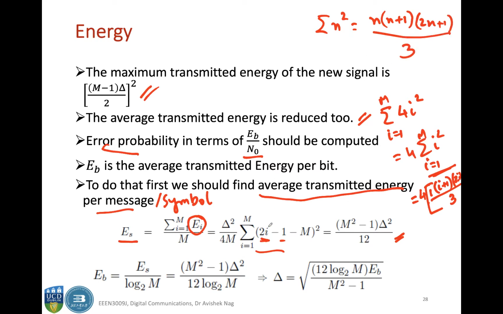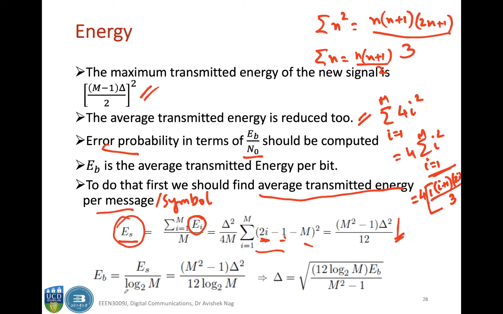So you apply this for the first term. For the constant term, it will be just m. For the other cross terms, if you have just I, then you have to apply this identity. If you apply all this here, then you will get this term, and simplify, you will get this m square minus 1 times delta square by 12. Okay. So now what is your EB?